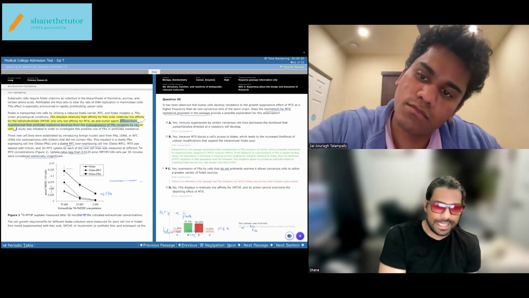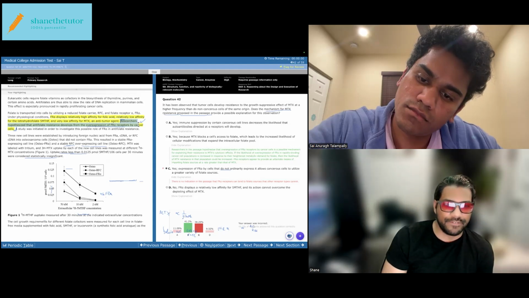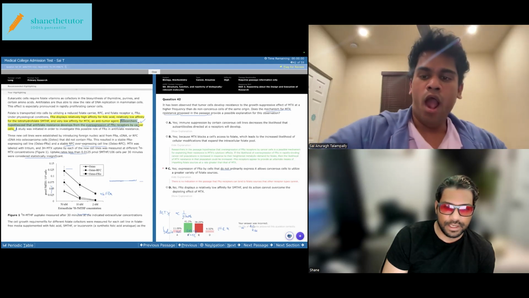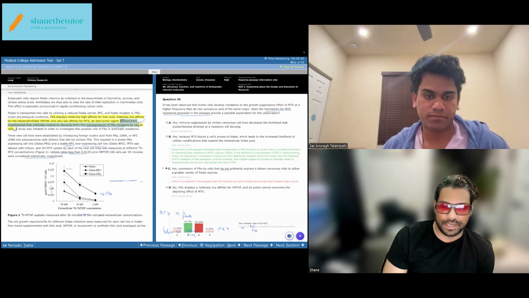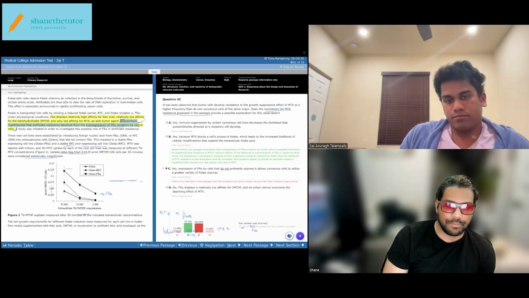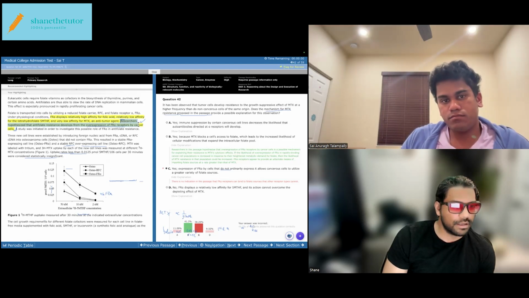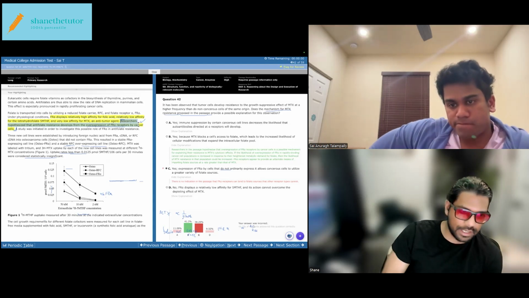Okay. And then D, no, FR alpha displays a relatively low affinity for the MTHF, and its action cannot overcome the depleting effect of MTX. So sure, it's a relatively low affinity for that. But its action cannot overcome the depleting effect of MTX.